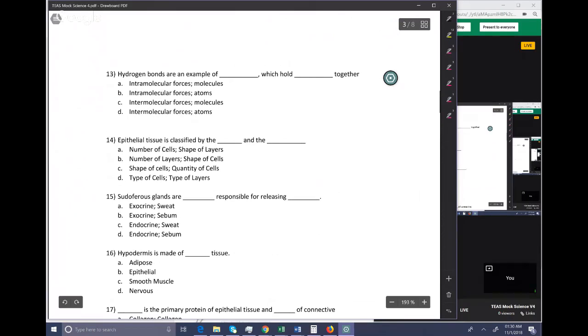Hydrogen bonds are an example of what and they hold what together, comes from Bio 1. Hydrogen bonds are inter. Hopefully you immediately eliminated A and B. And then they hold molecules together. The second part of this question is a little different than the way I've shown it to you in the past, just to stretch your thought process. But by now you know that intermolecular forces hold an entire molecule to an entire other molecule. And that is saying the same thing as holding molecules together, as opposed to atoms, because that would be intramolecular.